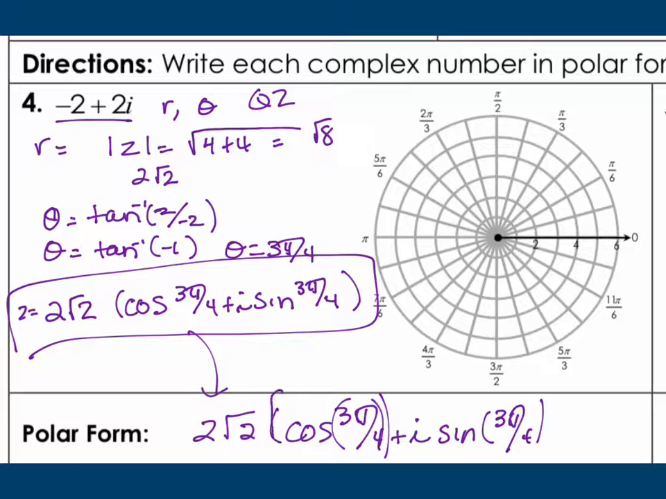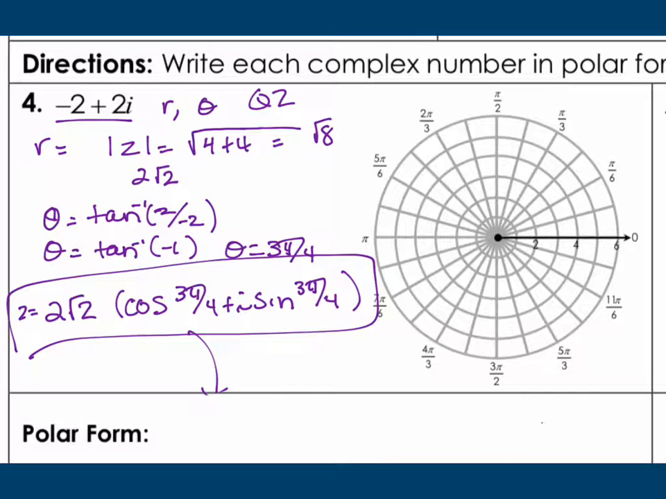Now, this whole thing goes like that. That is such a mess. I can't deal. I just can't. All right, let's do it better. 2 square root of 2 times this whole thing, cosine 3 pi over 4 plus i sine 3 pi over 4. There, that looks much better.